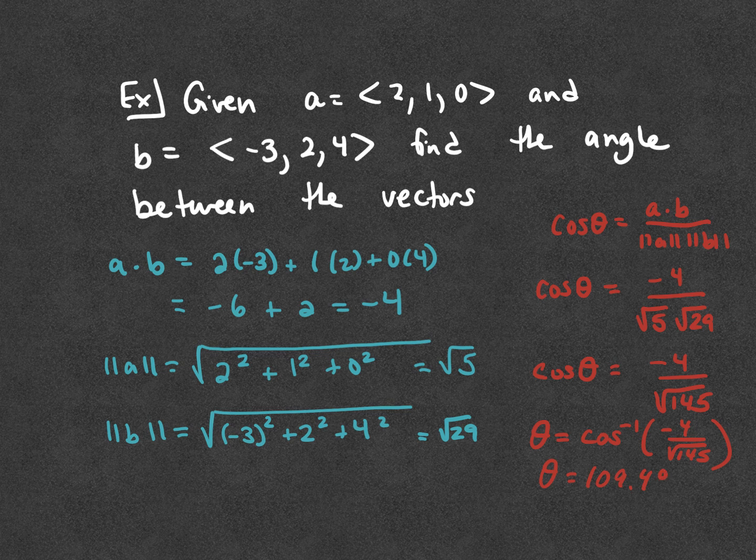So if you graph these two vectors, the angle between them should be 109.4. Now obviously in 3 dimensions, when you're drawing it on a 3D graph, that would be really, really hard to do, hard to visualize. But if you were to actually graph these in space, this would be the angle between them.